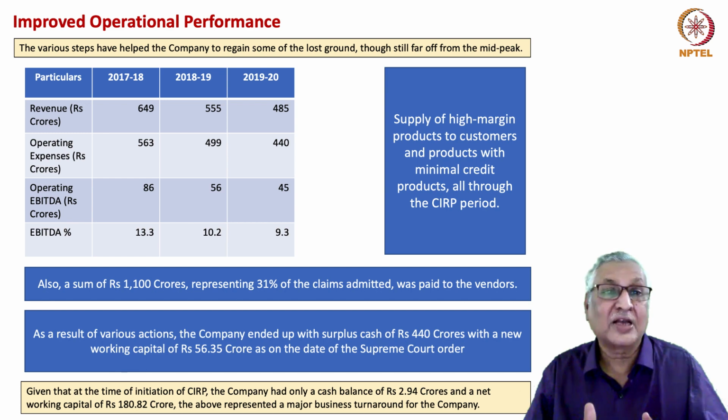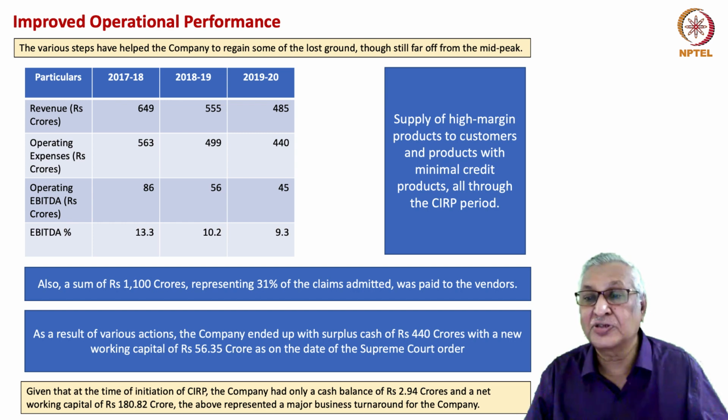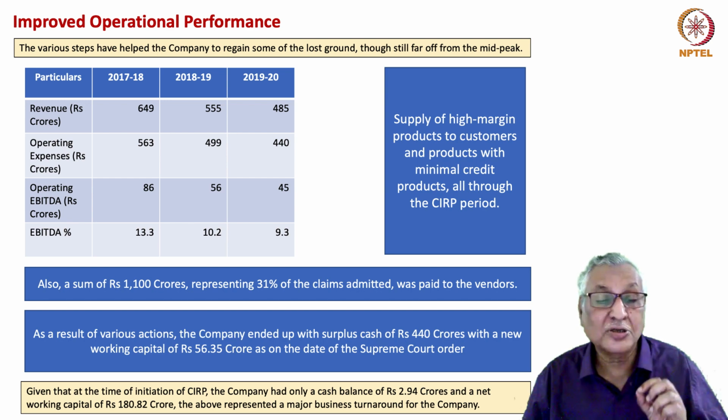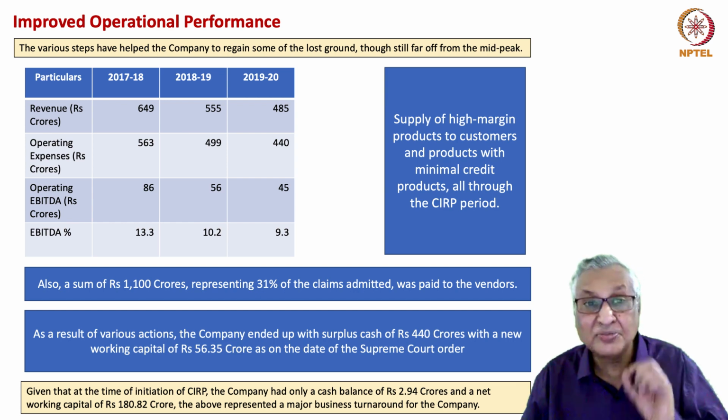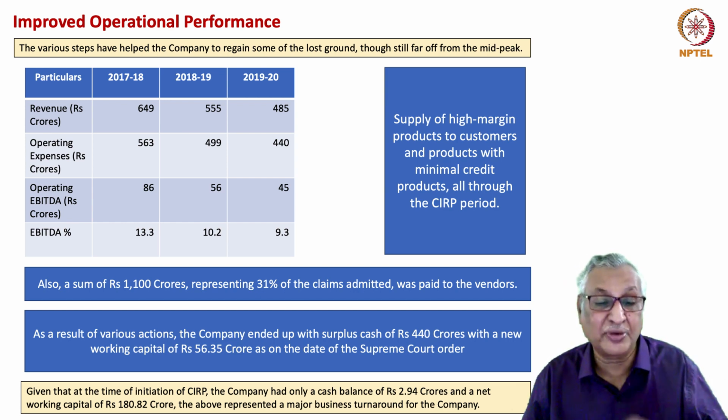The various steps have resulted in some level of improved operational performance for the company. Although still far from the mid peak, the company could regain some lost ground. Supply of high margin products to customers and products with minimal credit all through this AARP period helped. A sum of 1,100 crore rupees, representing 31% of the claims admitted, was paid to the vendors during this AARP.